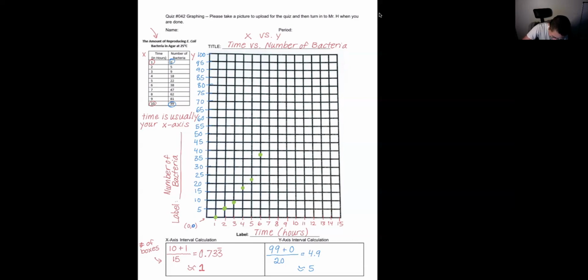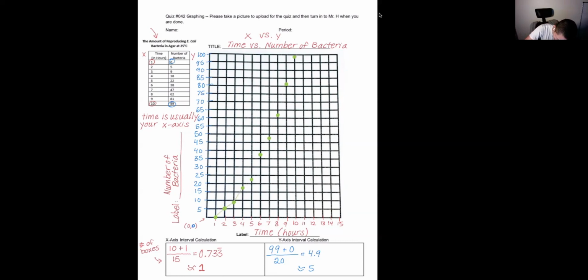At 7 hours, we had about 47. So that's between 45 and 50. At 8 hours, we had 62. So it'd be a little bit above 60, between 60 and 65. And then at 9 hours, we had 81, which is right on top of 80. And then at 10 hours, we had about 99. So I'm going to go all the way right below the top. And since this is a line graph, we just want to make sure that we connect our dots.